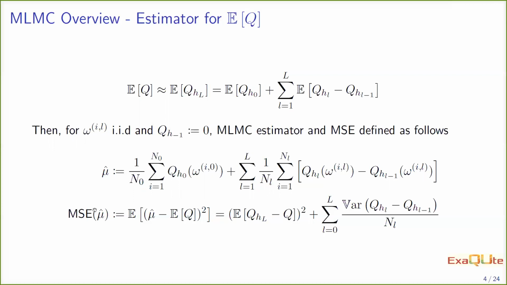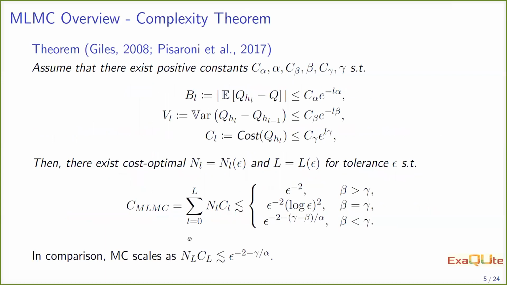Now, the mean square error on this estimator, defined in this sense over here, splits neatly into two terms. The first one is the error that you make due to discretization, and the second one is the error that you make due to sampling, so a bias error and a statistical error. A few theorems have been presented in the past about complexity, both for the expected value and for higher order moments.